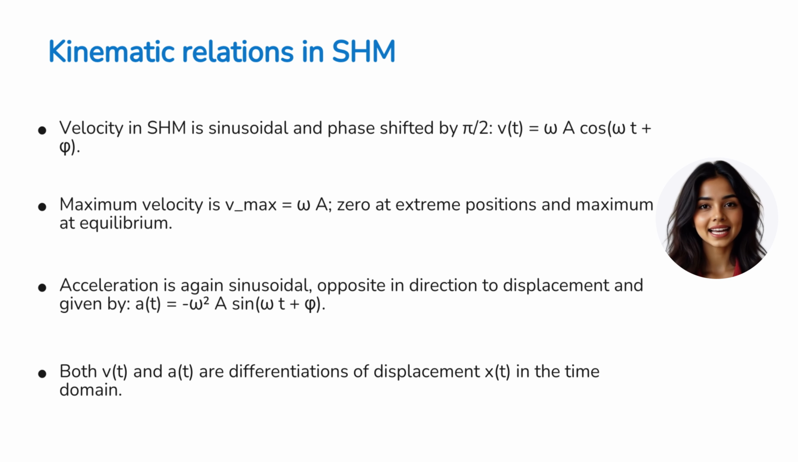Both velocity and acceleration are simply time derivatives of displacement. First derivative gives velocity, second derivative yields acceleration. In short, if you imagine plotting displacement as a smooth sine wave, velocity is a shifted cosine wave, and acceleration is once again a sine wave but flipped upside down. Together, these relationships paint a complete picture of the rhythmic and elegant dance of SHM.